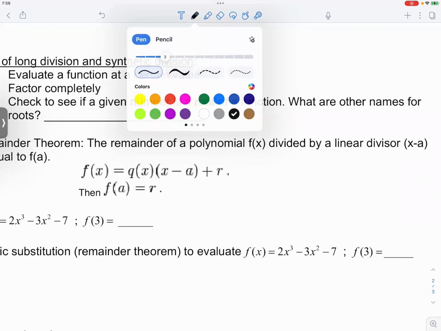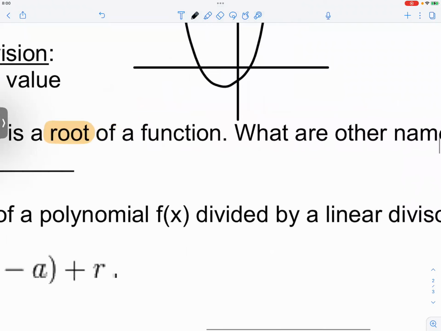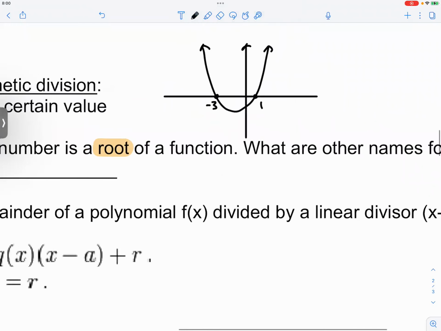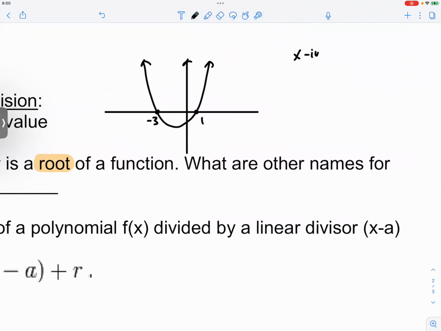Now, what we learned before was this. Do you still remember quadratic equations? Okay, so let me go ahead and draw you a sample graph right here. Let's just say the x-intercept here is -3, and this is 1. So in this case, we would say, what are the x-intercepts? We'll say the x-intercepts are (-3, 0) and (1, 0), right?